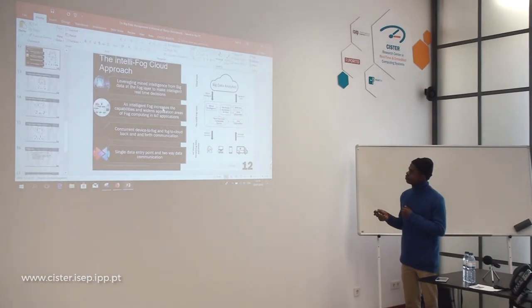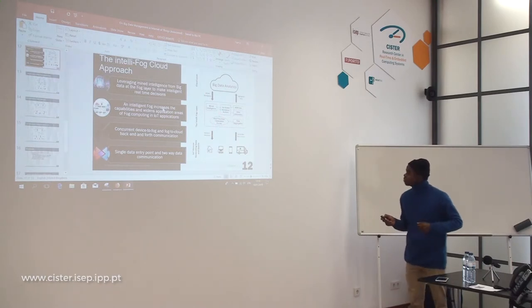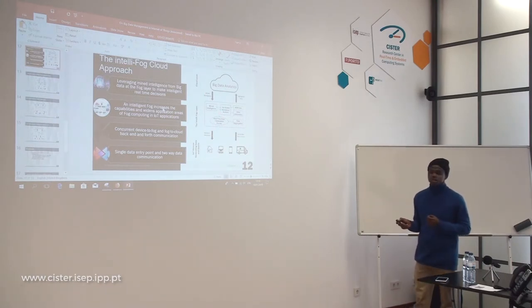Okay, so if I have, say, 1,000 fog layers, each of them at the same interval will send aggregated data to the cloud, and the cloud gives intelligence back to each of them based on the data that all of them have given it.